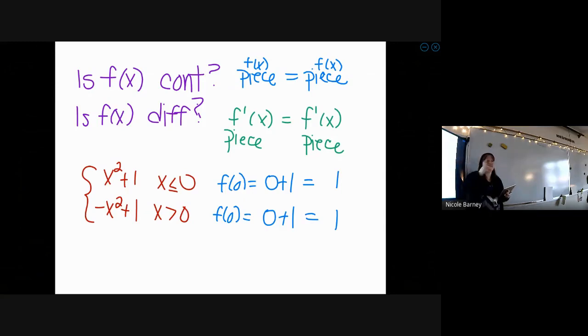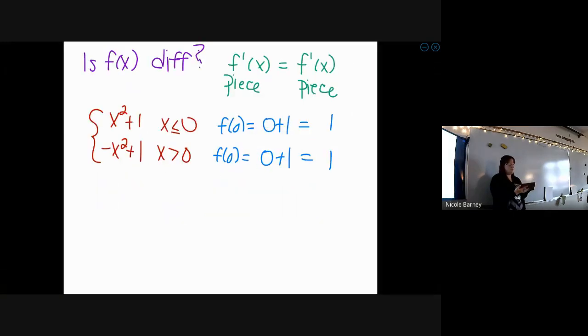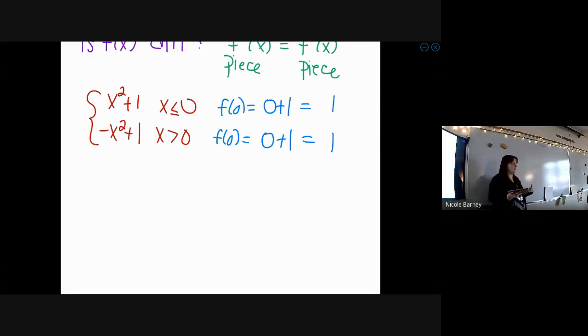Now the next question is, is it differentiable at that point? So we have to decide if there's a sharp turn. What we do is we take the derivative and see, are the derivatives equal to each other at that point? Because if the derivative was 1 and then all of a sudden it's -1, that's a sharp turn on your function, like it changes direction. So we're going to take the derivative of our piecewise function, and we have 2x and -2x.